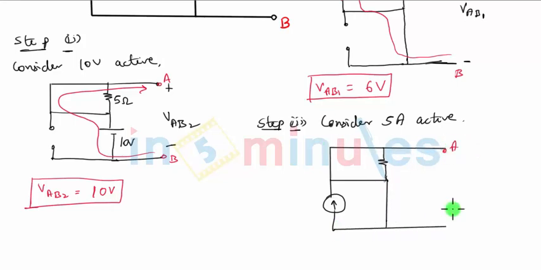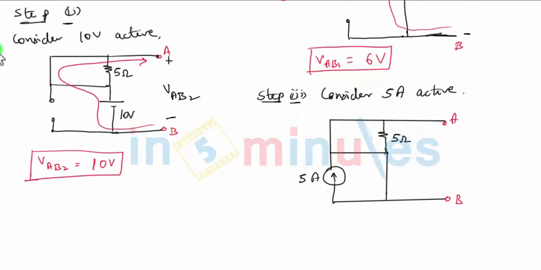This is my point A, this is my point B. Now if you observe carefully, this time my resistance remains as it is. The current source of 5 amperes is also present, but my approach does not change. To calculate VAB, this time I'm going to call it VAB3. To calculate VAB3, I'll have to travel from point B to A.